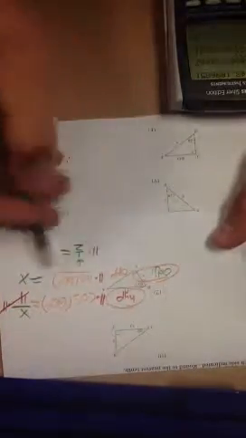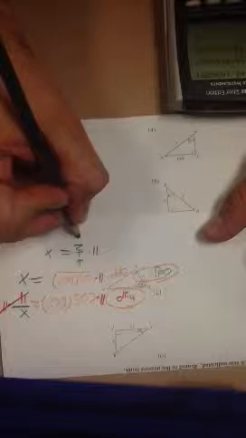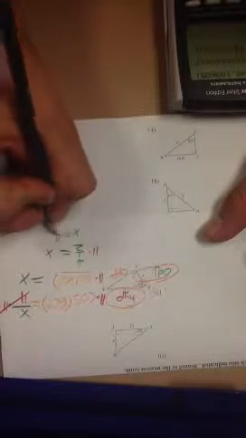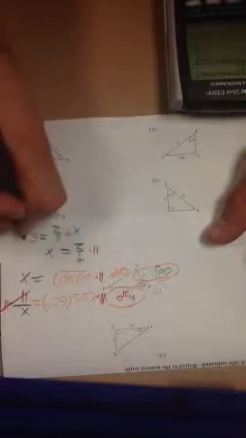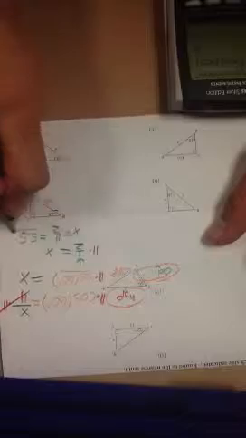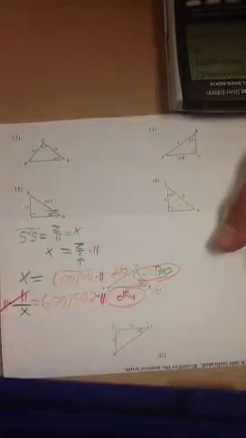So you would multiply 11 times 1/2 is equal to x, so x is 11 halves, or for those of you that are more decimal fans, that's equal to 5.5. There are no units here because this is a side, so we're good in that department.